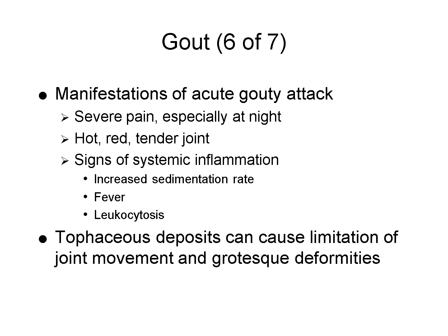Systemic signs of inflammation may also occur, including fever, leukocytosis, and elevated sedimentation rate. If untreated, urate crystals continue to deposit, forming tophaceous nodules that limit mobility. Chronic gout may lead to deformities and permanent joint damage.